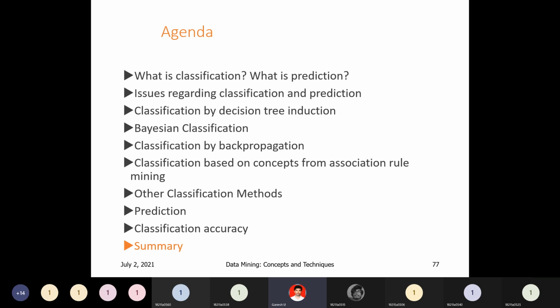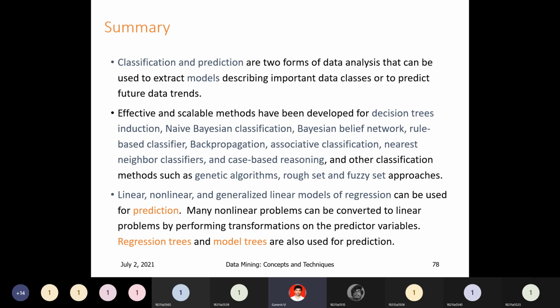So in the fourth unit, what you have seen: classification and prediction are two forms of data analysis that can be used to extract models describing important data classes or to predict future data trends. Classification is nothing but dividing into classes. You have to find out the correct class labels and assign the data to the correct class labels.